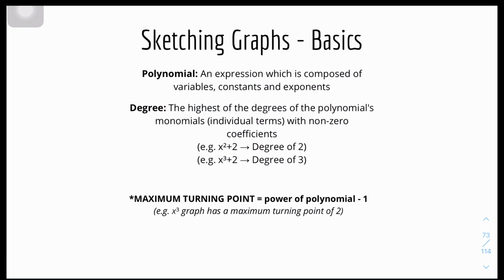Let's get into some key terms and basics. So, polynomial. A polynomial is an expression which is composed of variables, constants, and exponents. Number 2, degree. Degree is the highest of the degrees of the polynomial's individual terms with non-zero coefficient. For example, in the equation x squared plus 2, because x squared has a power of 2, the degree of this equation is 2. And for x cubed plus 2, because x cubed has a power of 3, it's a degree of 3.